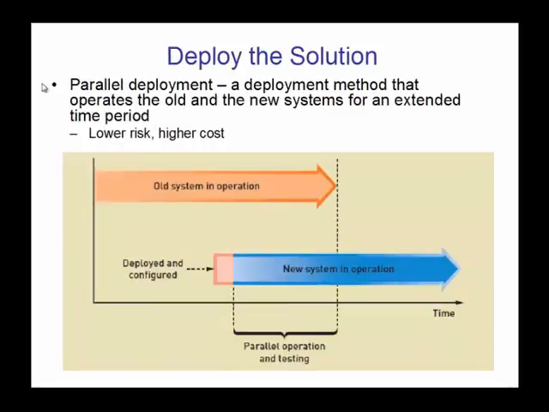The second approach to deploy the solution is parallel deployment. Parallel deployment means that you continue to operate the old system, entering everything in for a period of time, and then you also start operating the new system, and you have to enter everything and use that system too for a period of time. So when we look at the chart here, the old system is in operation, and then we deploy and configure the new system and begin to run it at the same time that the old system is running.